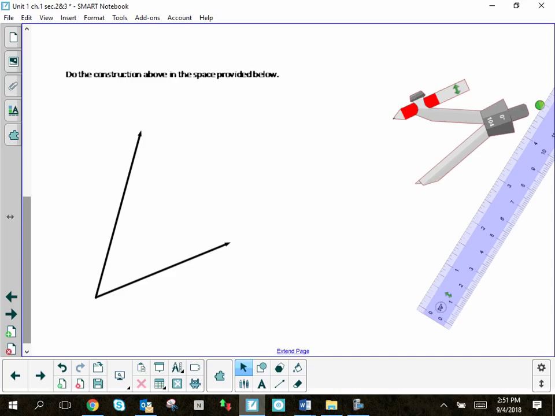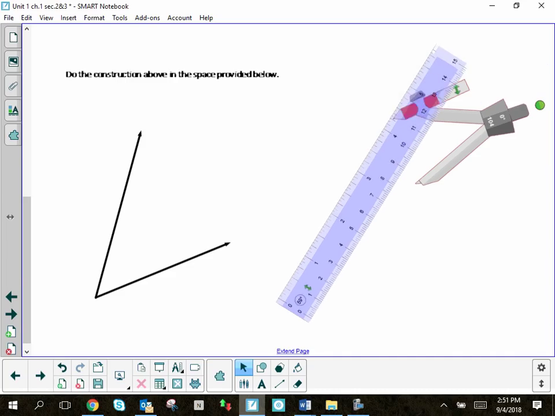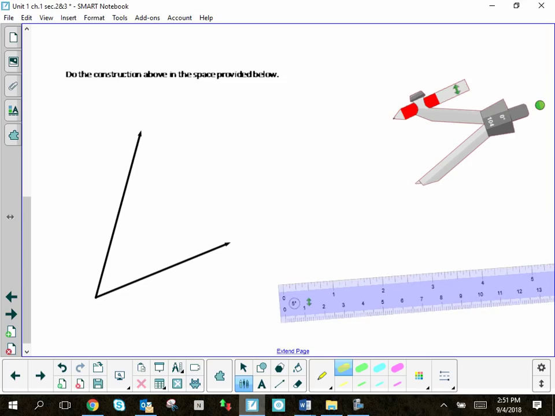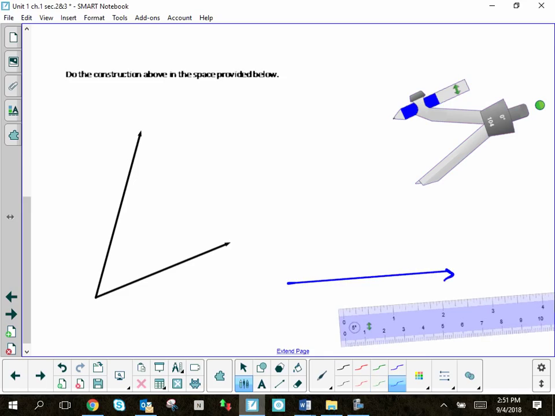So if I'm going to copy this angle exactly as it is, I don't want to use my protractor. I have to use my compass. Okay, so let's start off with the ray. Start off with the ray. Okay, and let's just call it A.